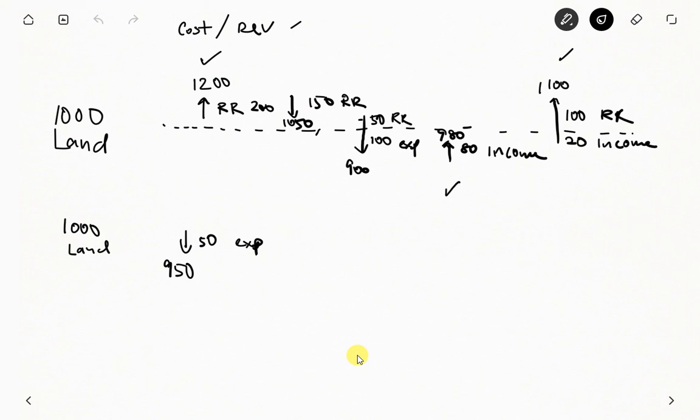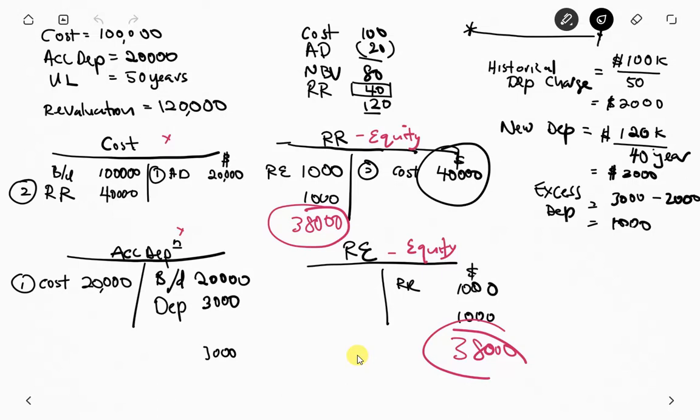Now, but take note, this example here has got no depreciation. What if we have a revaluation and depreciation? So this example: 100,000, accumulated 20, useful life 50 years. One year is 2,000, so we have depreciated 10 years. We are left with 40 years.